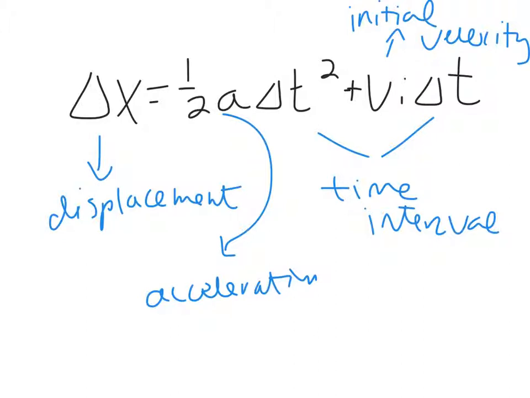This equation can really mess you up if you're using the wrong sign, so pay attention to your displacement and your initial velocity. If they're negative, it matters. If the acceleration is negative, it matters. You can't just take those away.